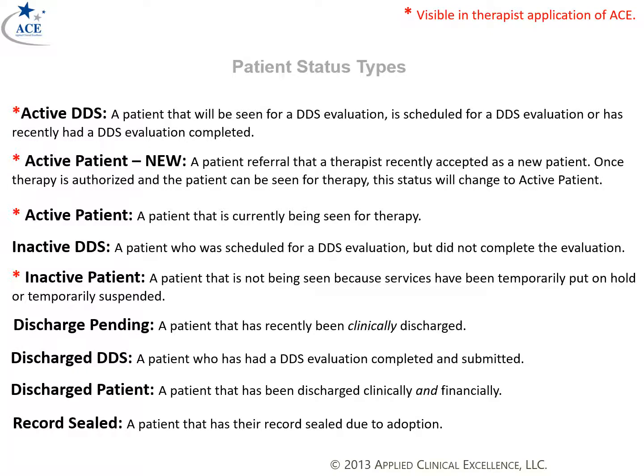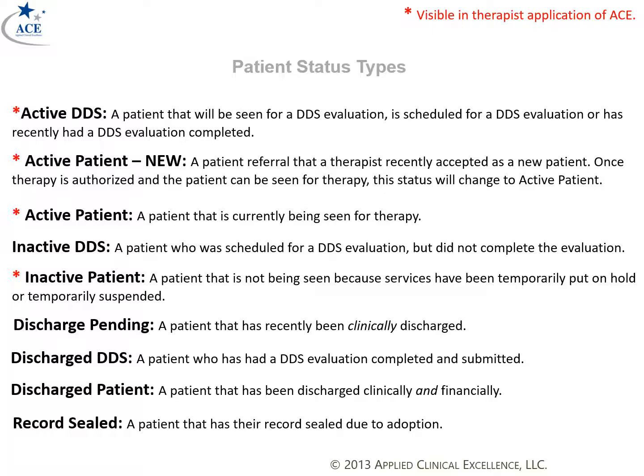Within ACE's patient section, the following patient status types exist. Active DDS is a patient that will be seen for a DDS evaluation or has recently had a DDS evaluation completed. Active patient-new is a patient that has recently been assigned to a clinician. Active patient is a patient that is currently being seen for therapy. Inactive DDS is a patient who was scheduled for a DDS evaluation but did not complete the evaluation.